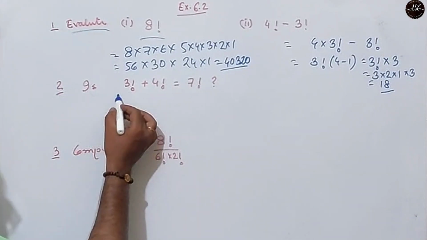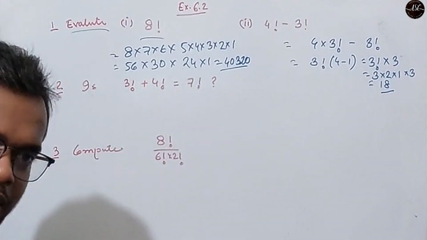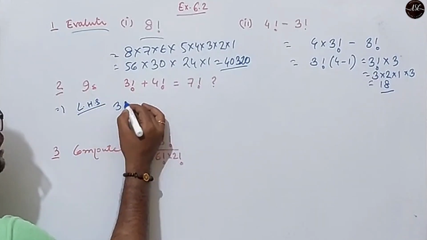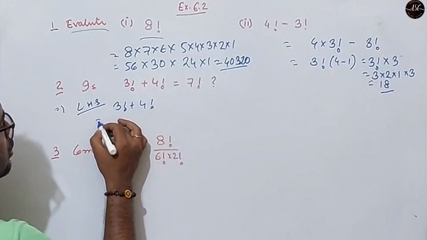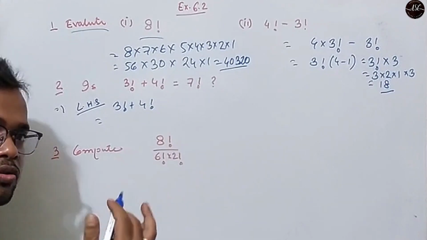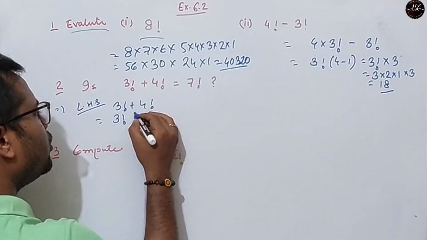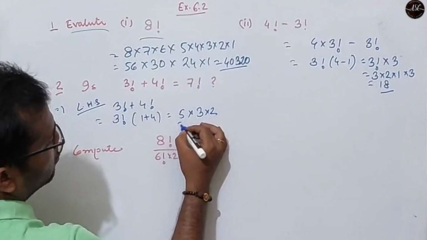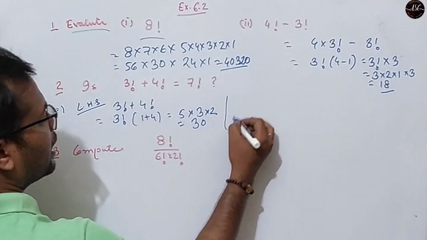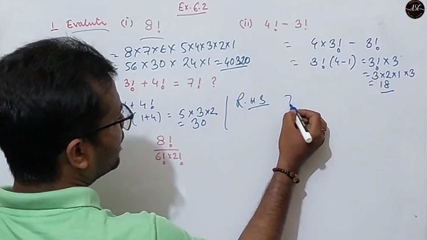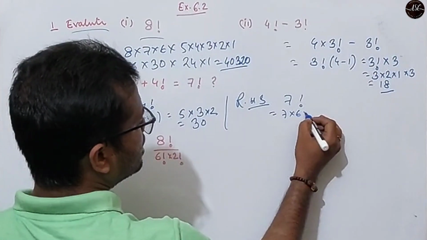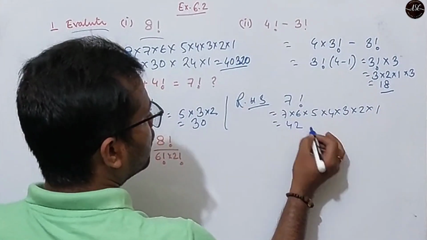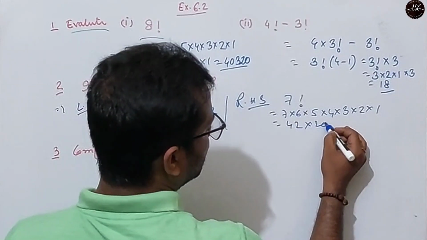Now look at the second question. Is 3 factorial plus 4 factorial equal to 7 factorial? So LHS is equal to 3 factorial plus 4 factorial. Just write here 4 factorial equal to 4 into 3 factorial. Just common 3 factorial, we get 1 plus 4. That means 5 into 3 factorial. That means 5 into 3 into 2, 30. And RHS equal to 7 factorial. 7 factorial equal to 7 into 6 into 5 into 4 into 3 into 2 into 1.